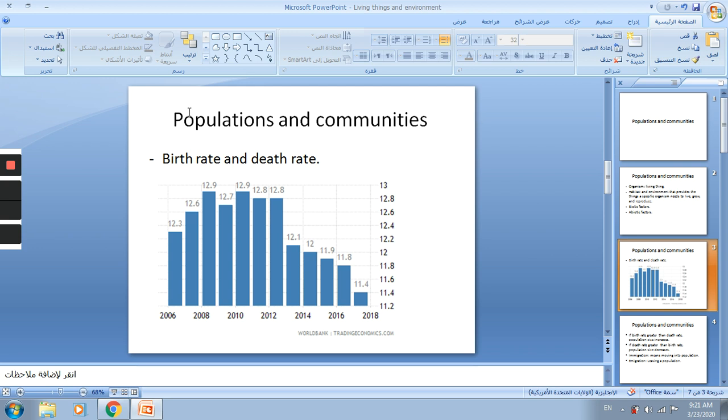For example, if we have a thousand or a million or 100,000 births per year, this is called birth rate. If we have 100 deaths per year, we call this death rate. So birth rate again is the number of births per unit time, and death rate is the number of deaths per unit time.